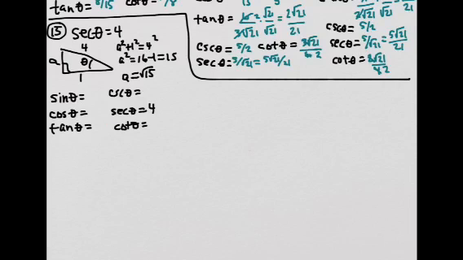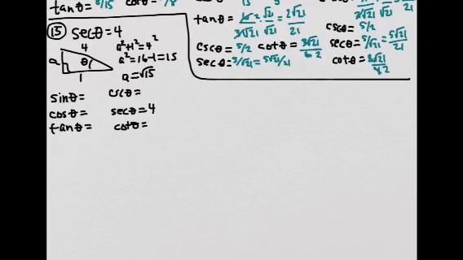So for 15, they told you that secant theta was 4, and secant is the reciprocal of cosine. So it's hypotenuse over adjacent. So that's why I put the 4 right here for hypotenuse, and for adjacent I put a 1, because 4 is 4 over 1. So we need to solve for A. And here's the Pythagorean theorem at work right here. So that leaves you A equals radical 15.